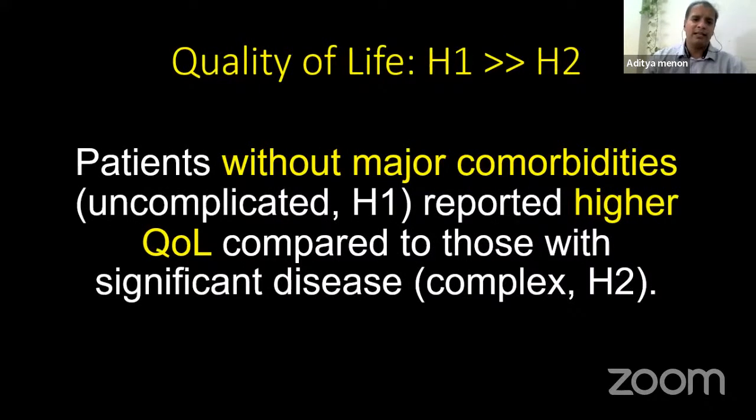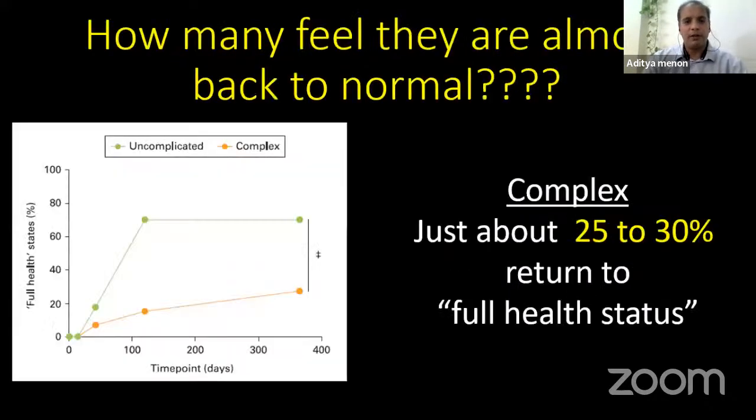H1, again, patients with lesser comorbidity had higher quality of life. How many came back to normal? Again, that's a very important question. We say that patient has infection remission, but functionally for the patient to go back to normal, the minute he came into a complex criteria category, just 1 out of 4 returned to full health status. So it's very important to tackle them early, diagnose them early, and treat them appropriately in the initial stages so that they stay in the uncomplicated state and they get a better quality of life and return back to normal.